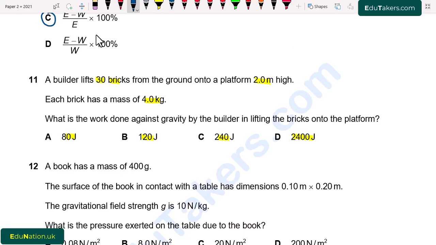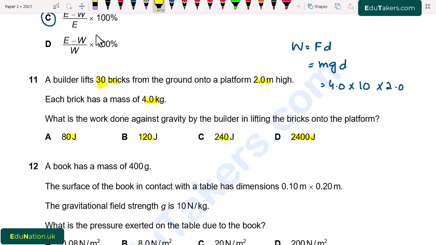So first of all, here we have to find out the work done. Work is the product of force and distance. Here, force is not given, but we can find this force by using F equals mg, and distance is d, where mass is given, which is 4.0, multiplied by the value of g, which is 10, and distance is given, which is 2.0 meter.